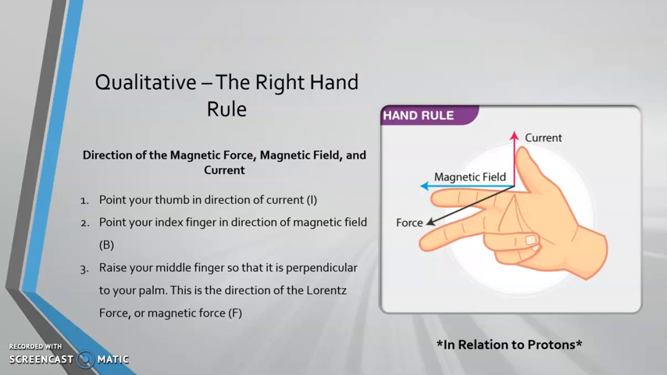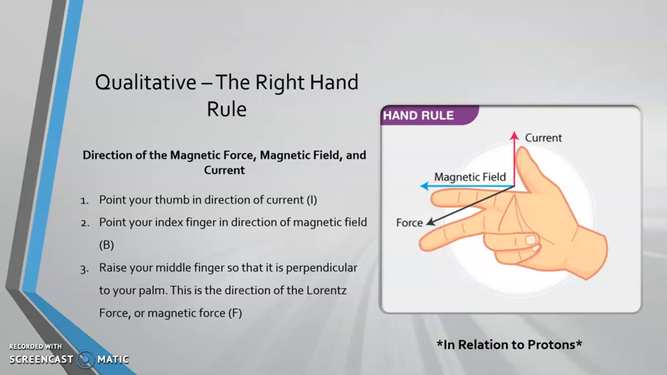Important side note, this is in relation to protons. So this would give you the exact right answer if you're talking about protons. If you're talking about electrons, however, you just simply take your answer and flip it. It's going to be the opposite of a proton, because positive and negative. I guess that makes sense intuitively.